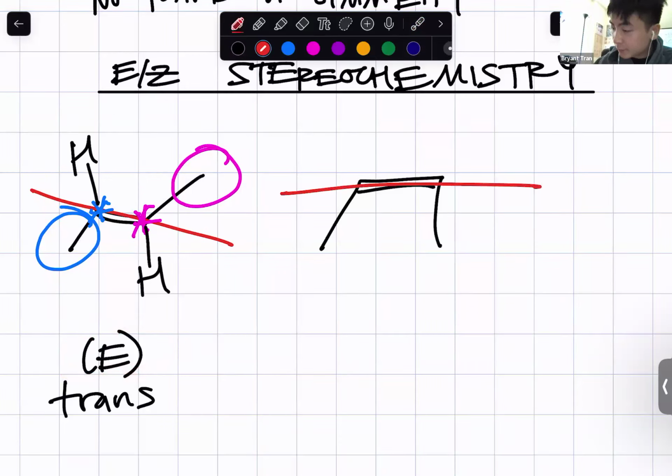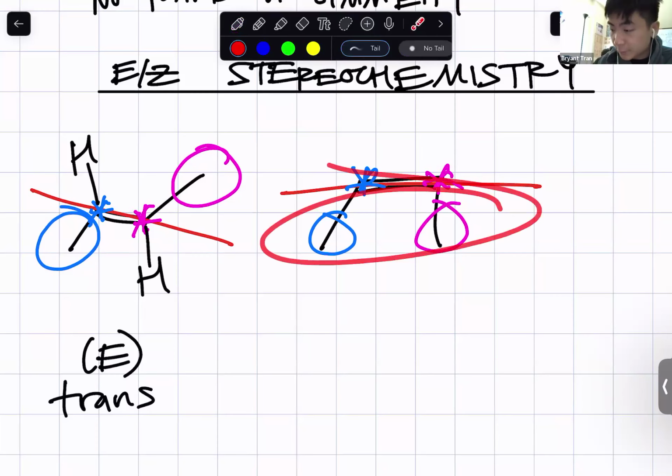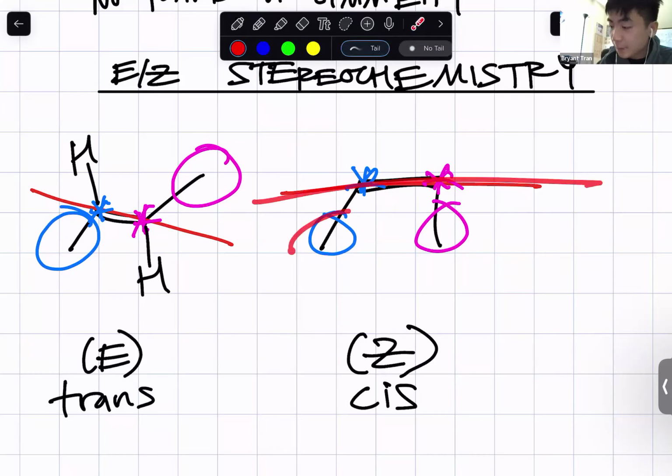The same thing for here. The highest priority group for that blue carbon is this methyl compared to this invisible hydrogen. The highest priority group for this pink carbon is this methyl group as well. They're on the same side now, so we're going to consider that a Z alkene or a cis alkene because it is exactly on the same side of this line right there, like that, right?